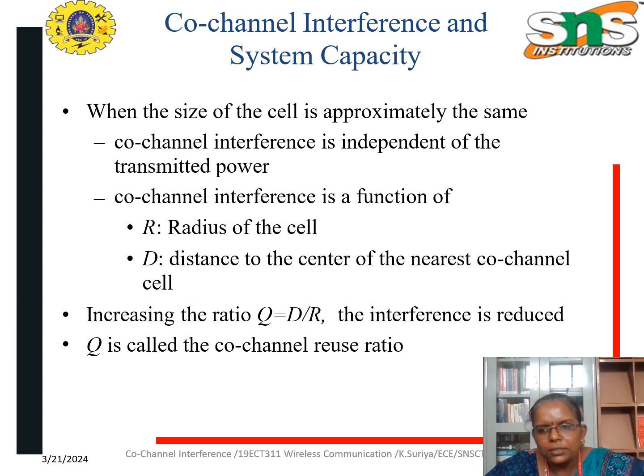When the size of the cell is approximately the same, the co-channel interference will be independent of the transmitted power. One important factor we need to know here is the co-channel reuse ratio, denoted by capital Q, and given by capital D by capital R. Here capital D is the distance to the center of the nearest co-channel cell, and capital R is the radius of the cell. So Q is equal to D by R. Whenever this ratio Q is increased, the interference will be reduced.